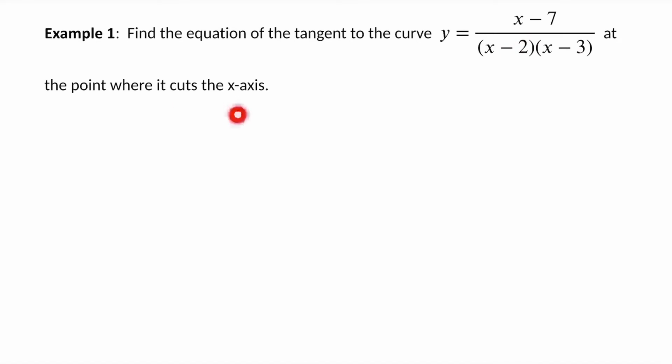Okay, so here we need to do two things before we can find the equation of the tangent. First, we need to find this point, the coordinates of the point where this curve cuts the x-axis, and then we also need to find the slope of the tangent to this curve at that point, which means the value of dy by dx at that particular point, and then we can find the equation of the tangent.